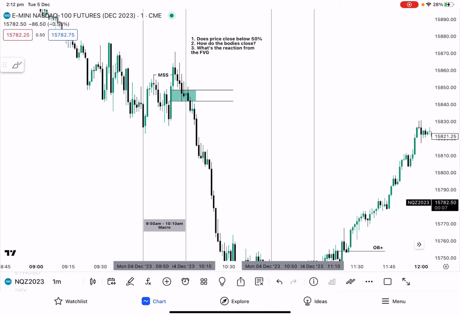So taking losses is completely a part of the game. And what we're talking about today is how to mitigate that, but also how to use the macros. And in this case, you may have had a loss here, but you would have mitigated that, or you would have managed your loss and had a win later on in the session.